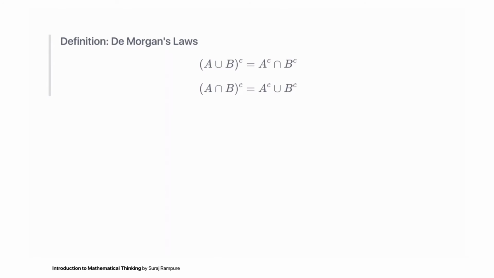The last thing we want to talk about when talking about set operations is what De Morgan's laws are. De Morgan's laws allow us to convert between unions and intersections, right? So it sort of goes both ways. The first one says the complement of the union is the intersection of complements, okay? So the complement of A union B is equal to A complement intersect B complement. And the second one says the complement of an intersection is the union of the complements.